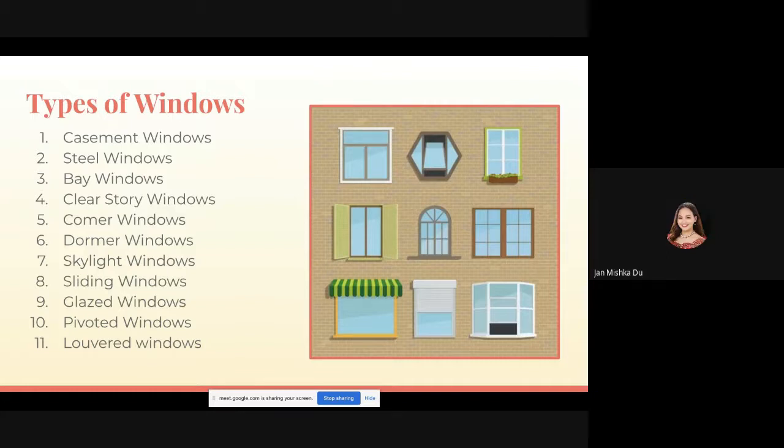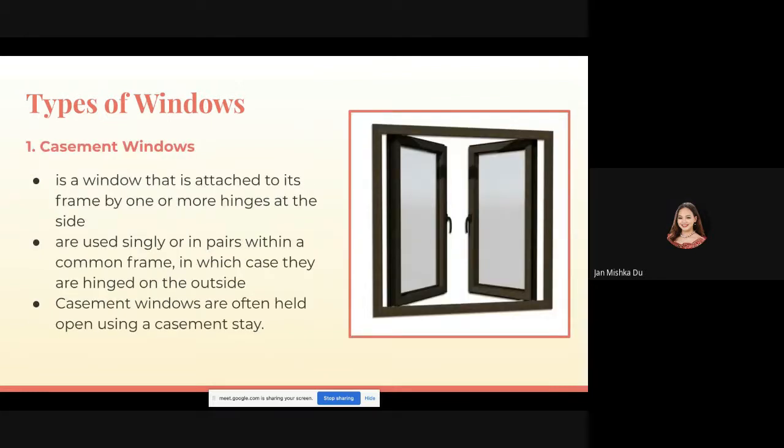Okay, so for the types of windows, these are the following types of windows. Next slide, please. The first type of window is the casement window. The casement window is a window that is attached to its frame by one or more hinges at the side. It is used singly or in pairs within a common frame, in which case they are hinged on the outside. Casement windows are often held open using a casement stay. Next slide, please.